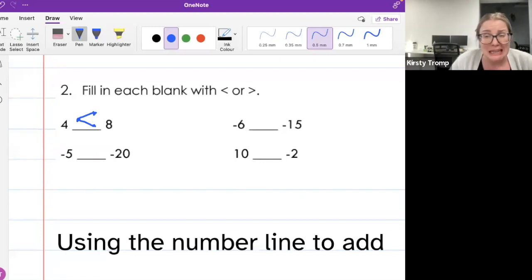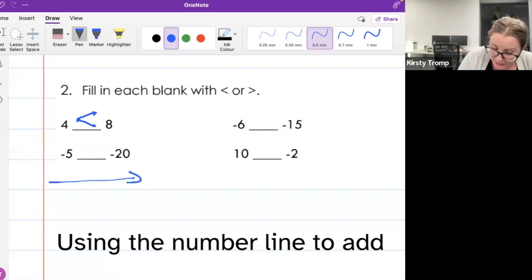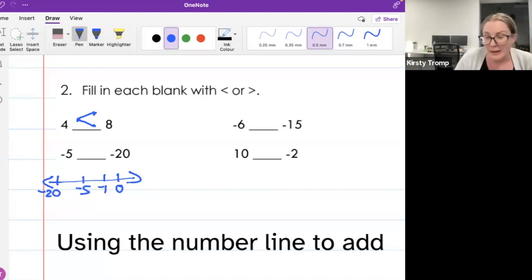So the easier way to do it, guys, is to draw your number line. I'm going to draw myself another little number line over here. Remember, what would my little number line look like? I would have 0, and then I would have -1, -2, -3, -4, so I would have -5. And where would -20 come? It would come down over there, because my negative numbers are the opposites of my positive numbers.